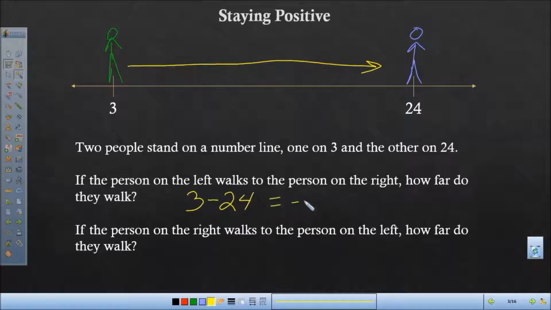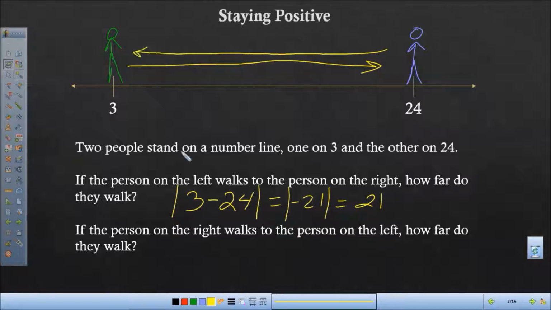Well, we get negative 21. But we know that we can't move any kind of negative feet. Negative doesn't work. So we say this answer is 21, and we use the absolute value to denote that change. Because if the blue person walks over to the green person, we're going to go 24 minus 3, that's 21. The distance covered by the green person is the same as the distance covered by the blue person, and that's why it's always positive.